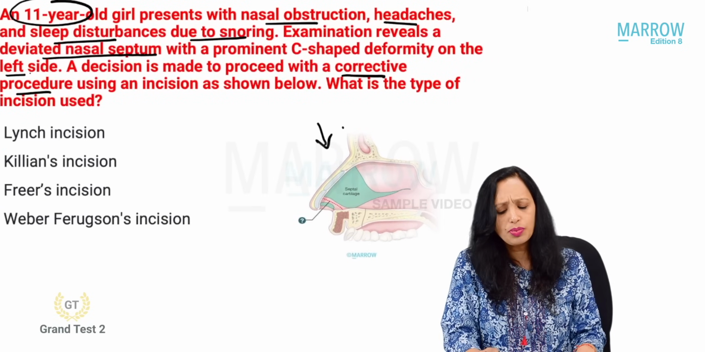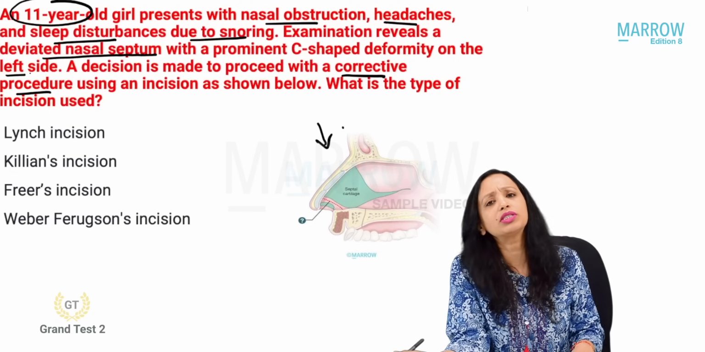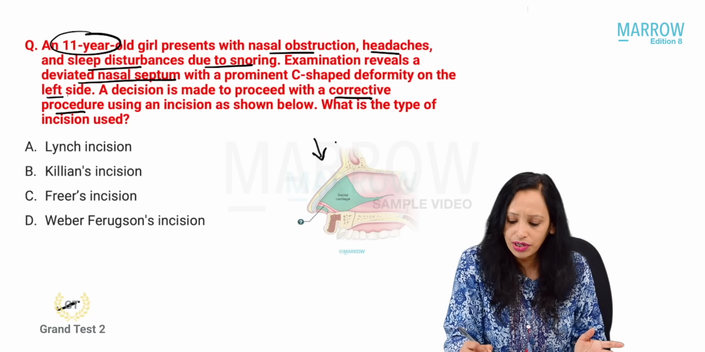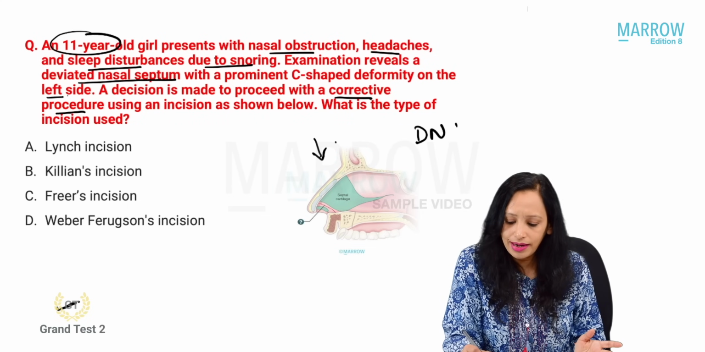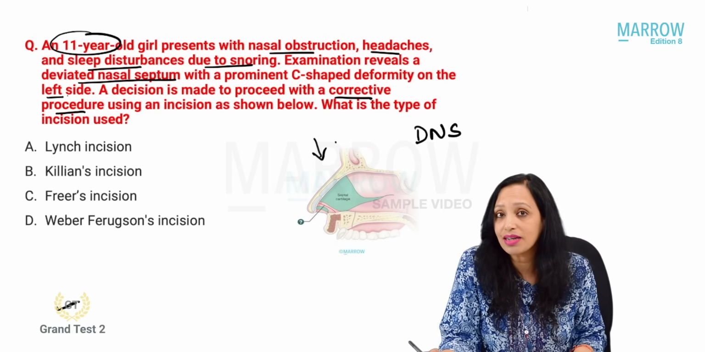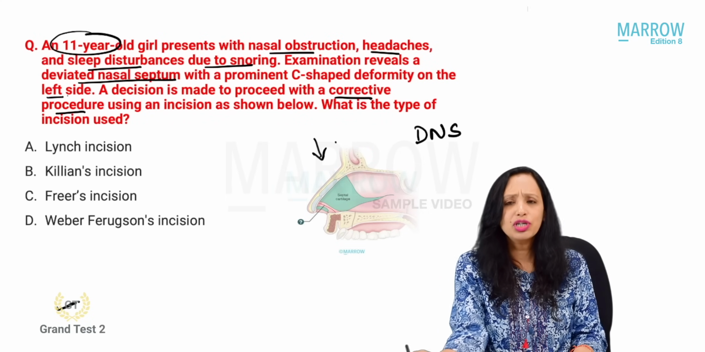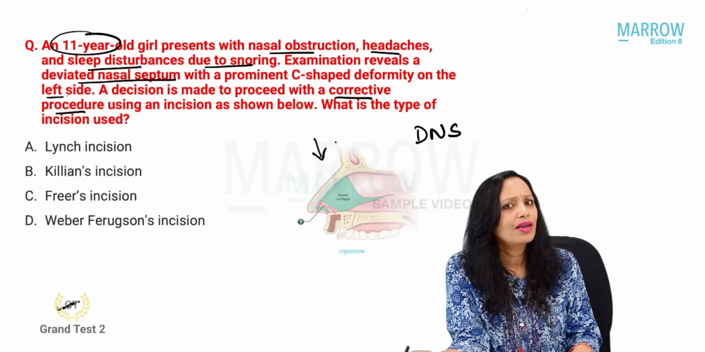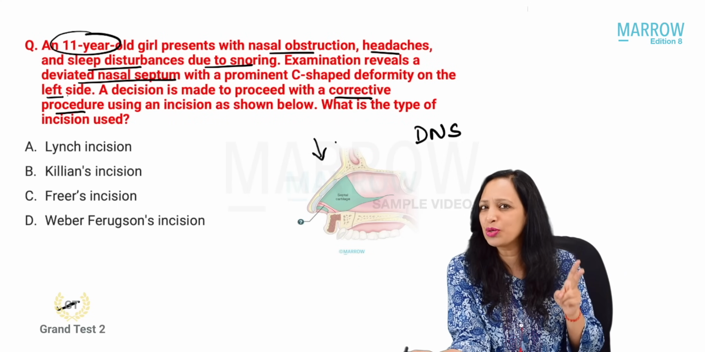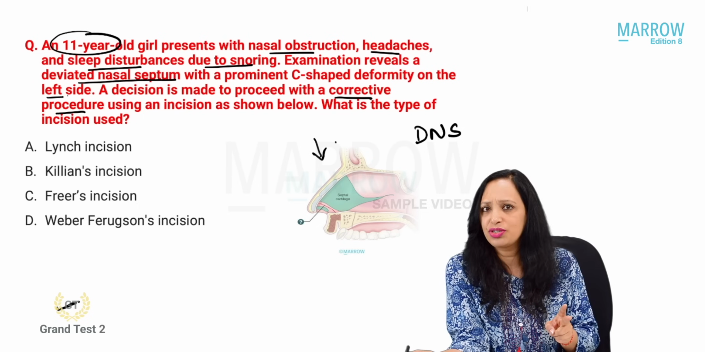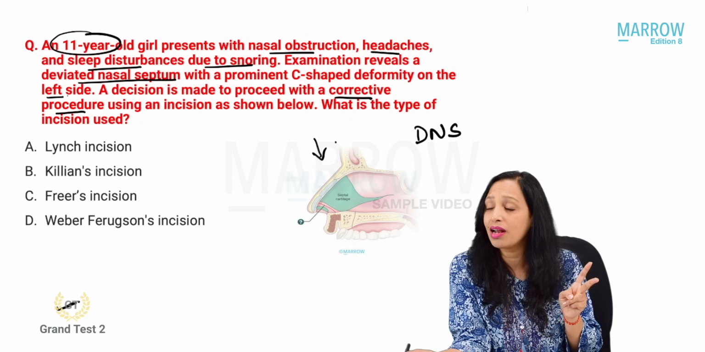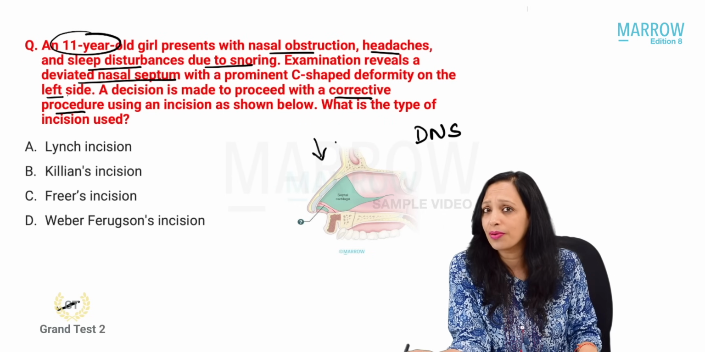Before that, just with the history, can you get an idea of what surgery is being done here? It is an 11-year-old girl who has DNS, and for the DNS, a corrective surgery is being done. Corrective surgery of the septum can be either a septoplasty or an SMR. Now, just by the history, can you get an idea about whether it is septoplasty or an SMR being done, without seeing the picture at all?